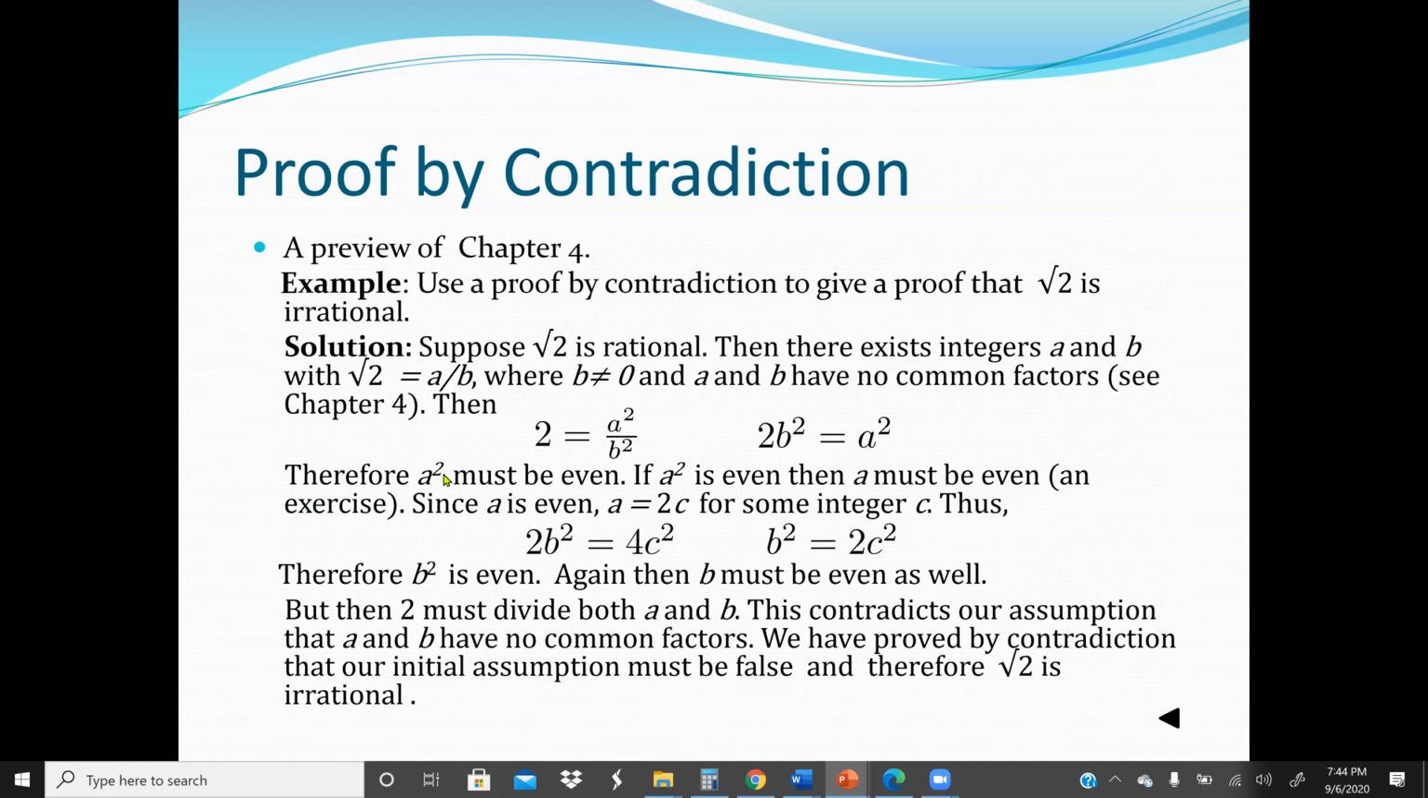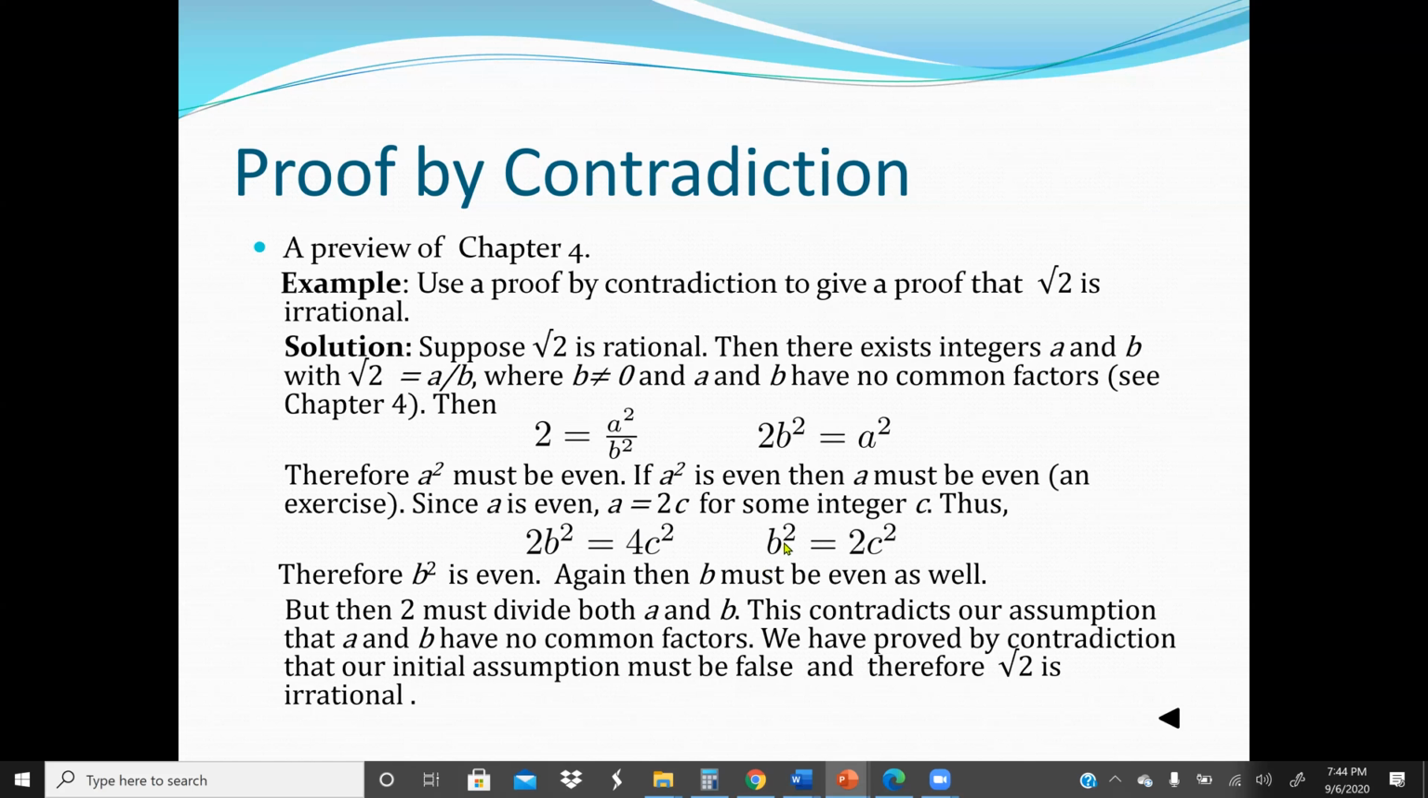Now, therefore, a squared must be even. If a squared is even then a must be even, this is an exercise given to us. Since a is even, a equals 2c for some integer c, so 2b squared equals 4c squared, which is the same as saying b squared equals 2c squared. The 2 will go into the 4, and it will remain 2.